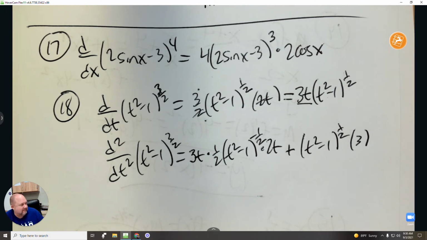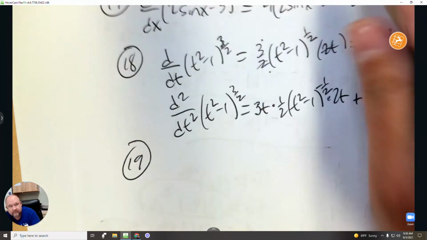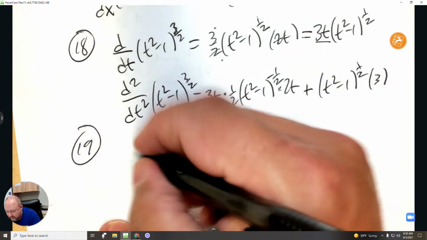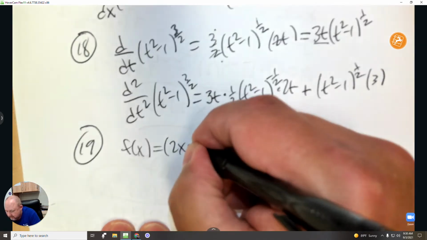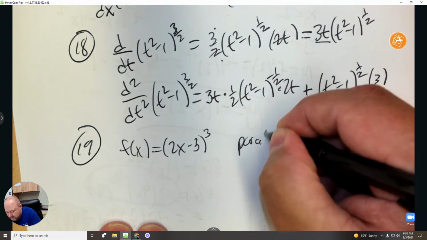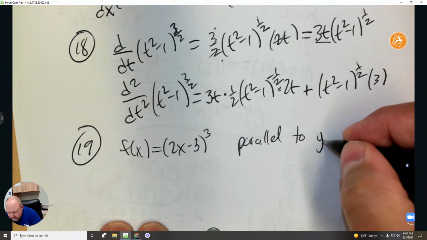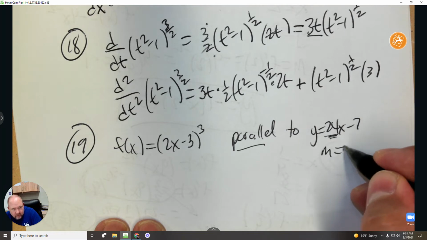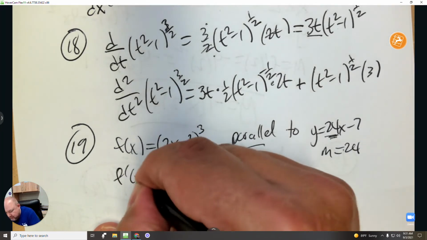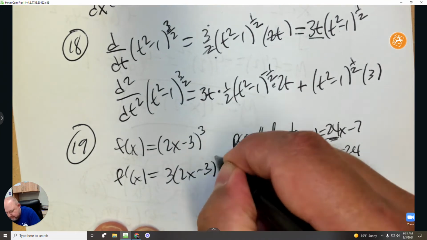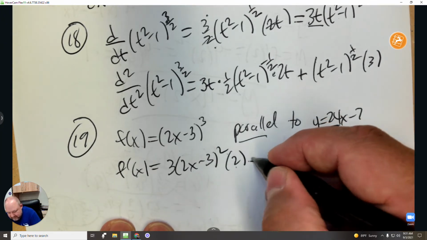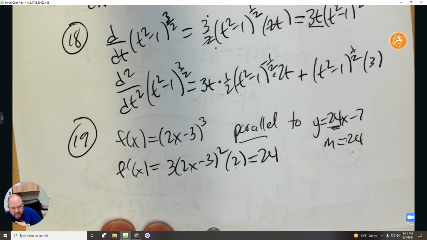Number 19. In number 19, find the points at which the line tangent to the graph of f at x equals 2x subtract 3 cubed is parallel to y equals 24x take away 7. So parallel means the same slope. So the slope is 24. I'm going to take the derivative here, and it has a hook. So I'm going to take the derivative and the hook. I'm going to make it equal to that slope and see what the x value is in that case.